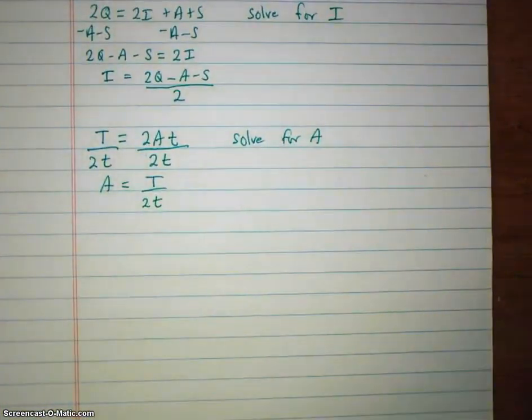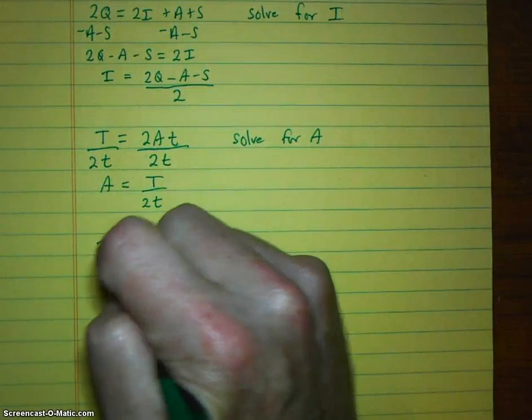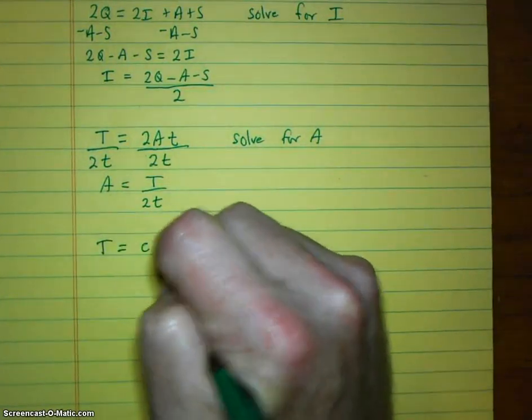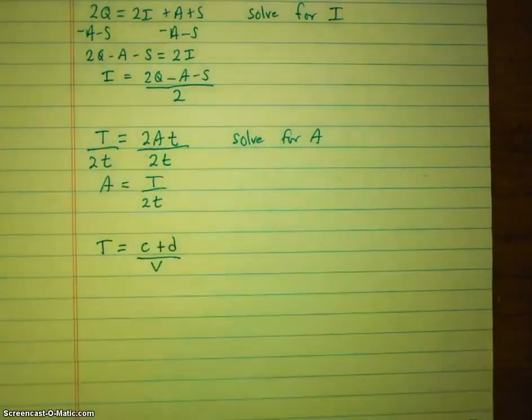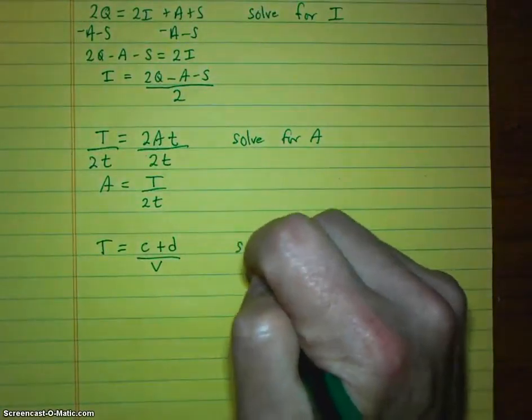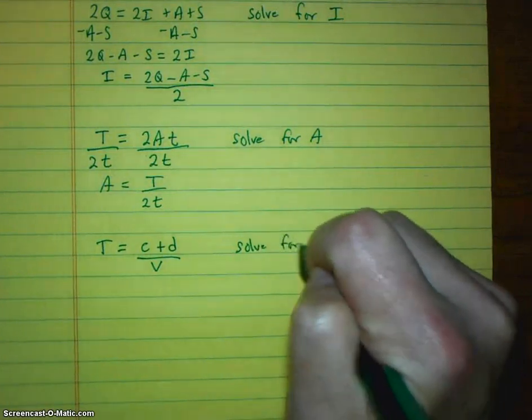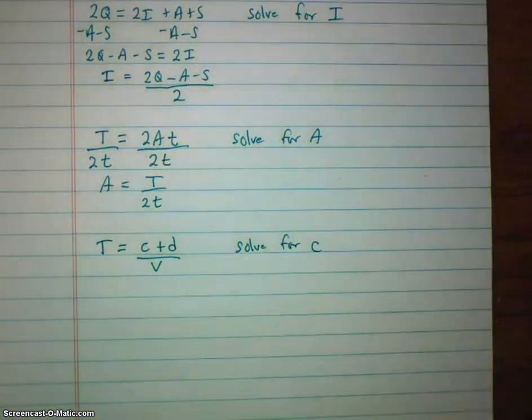All right, how about T equals C plus D over V? And in the book, they tell you this is from traffic flow. I would assume T stands for traffic flow. I don't know what CD, V is probably velocity, but I don't know. And we want to solve for C.